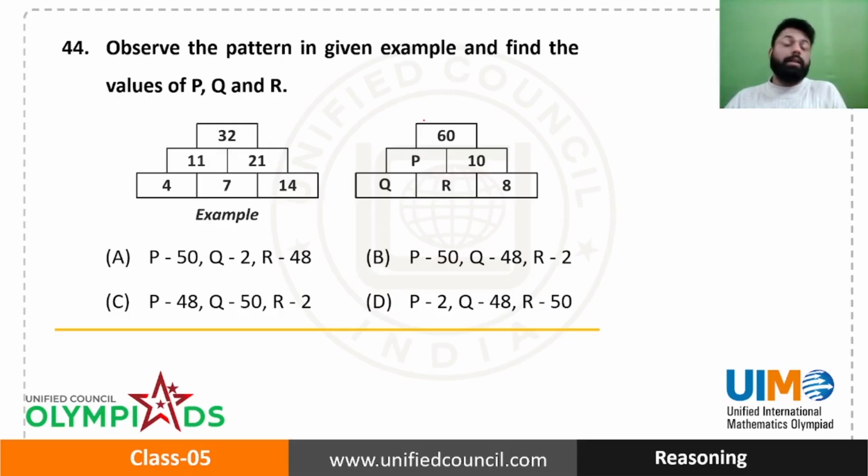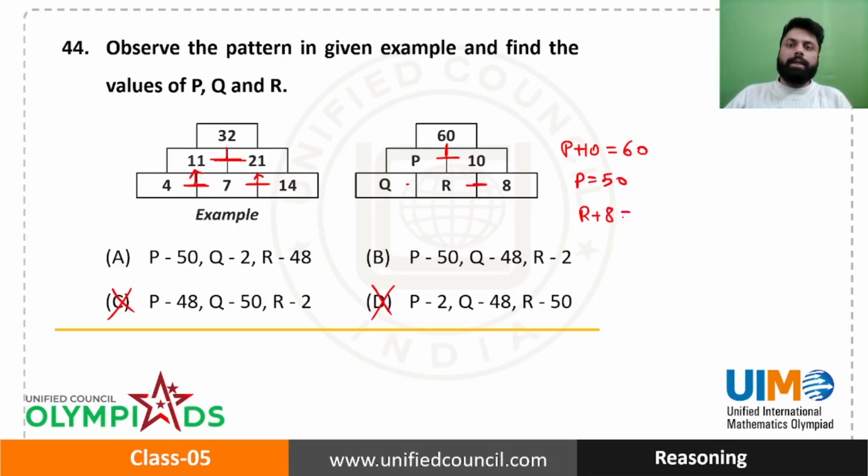Observe the given pattern in the given example and find the value of PQRS. So 7 plus 4 is 11. 7 plus 14 is 21. 21 plus 11 is 32. So P plus 10 should be equal to 60. So P is equal to 50. These options are eliminated. R plus 8 should be equal to 10. So R value is equal to 2. This option is eliminated. B option is the correct answer. And similarly, we can find that Q plus R, 2 plus Q is equal to 50. So Q is equal to 40.